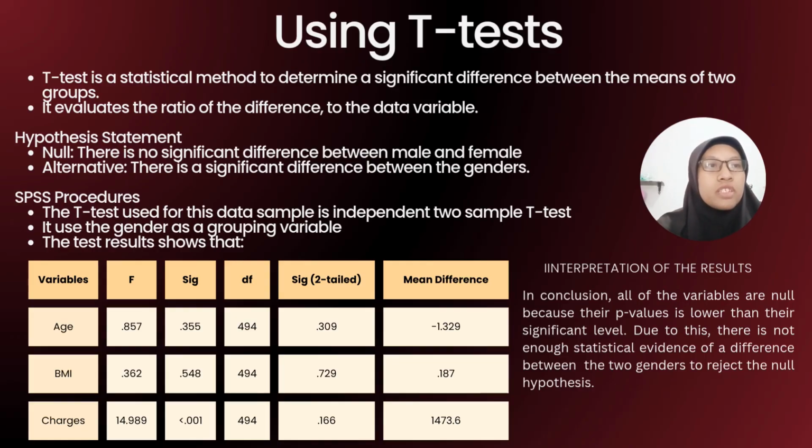The interpretation of the results shows that all of the variables are null because their p-values are lower than their significance level. Due to this, there is not enough statistical evidence of a difference between the two genders in order to reject the null hypothesis.